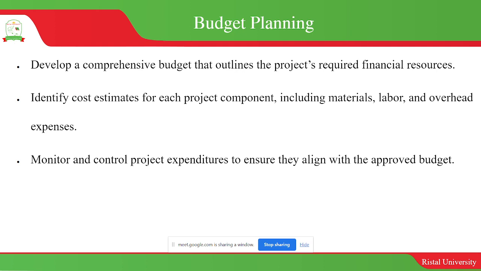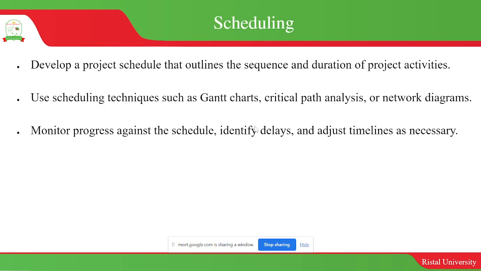But basically, budgeting is concerned with making sure that we make estimates for the project components, issues to do with the materials, labor, overhead costs. How do you make sure that you don't overspend or underspend? How do you make sure that the implementation of the activities is within the budget that has been approved? How do you make sure that key milestones are achieved on time? What tools can you use to do that?